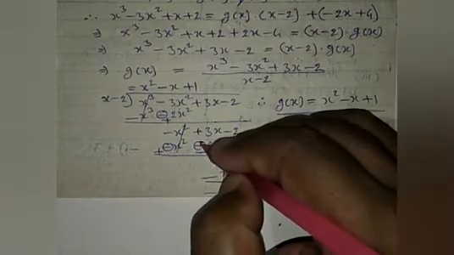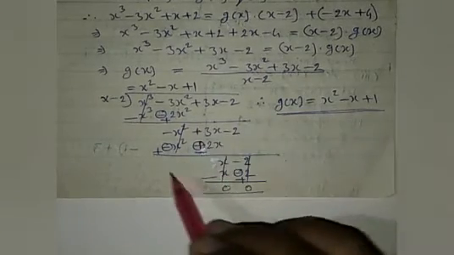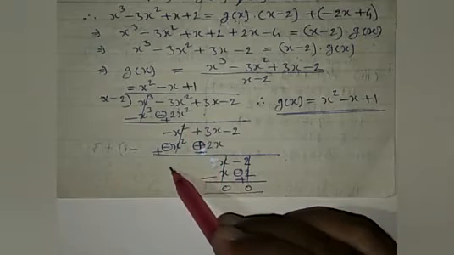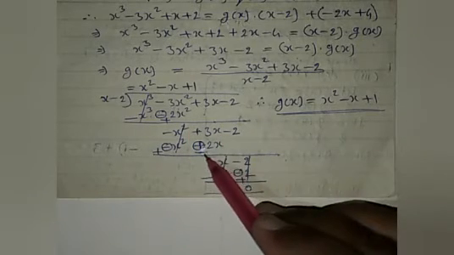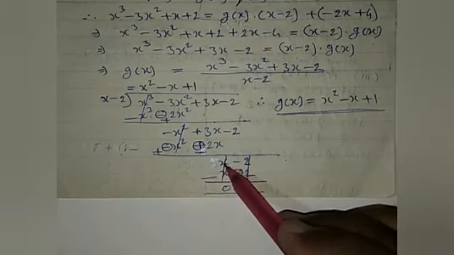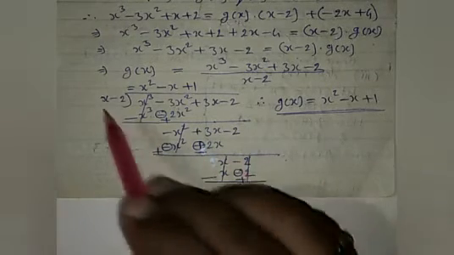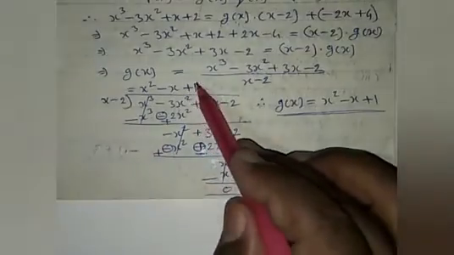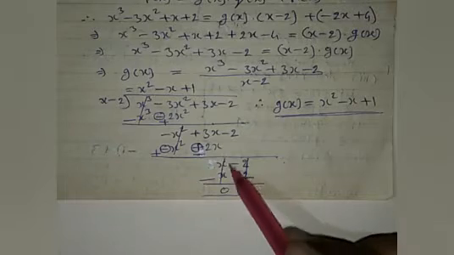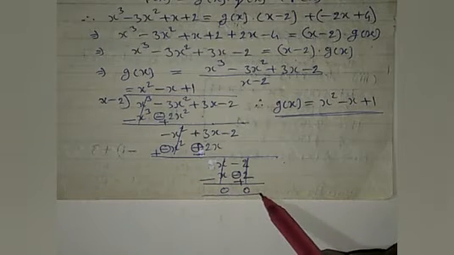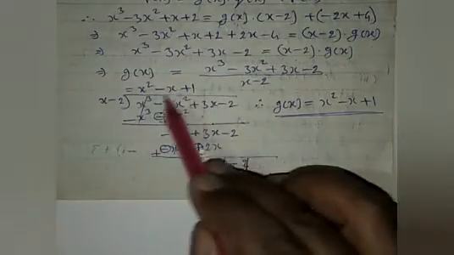So on subtraction the sign is changed. So here the first term is cancelled out and here plus 3x minus 2x is equal to x and minus 2 is as it is. So here the term is same and the divisor is also same. So the term will be plus 1. So 1 multiplied here will give x minus 2. On subtraction it will be cancelled out. So here the remainder is 0 and this is the quotient. So quotient is equal to gx. Hence gx is equal to x square minus x plus 1.